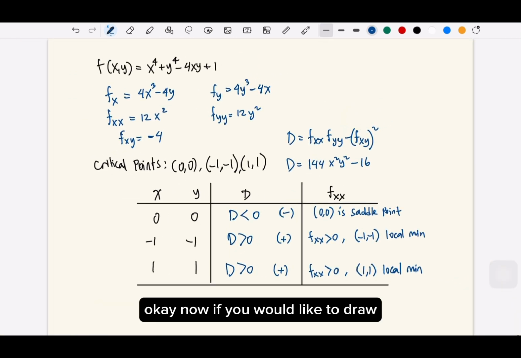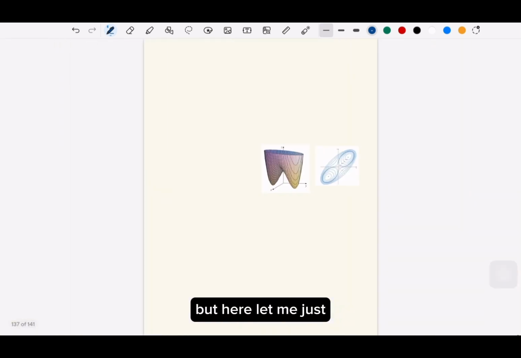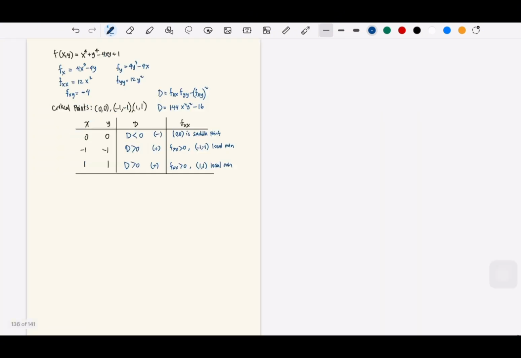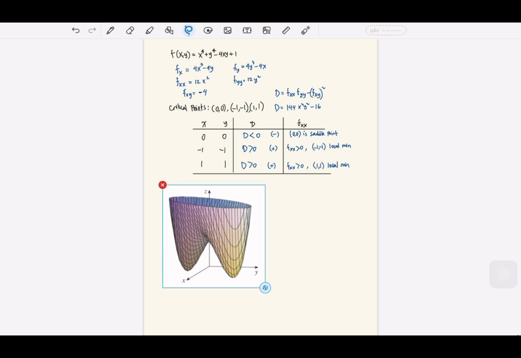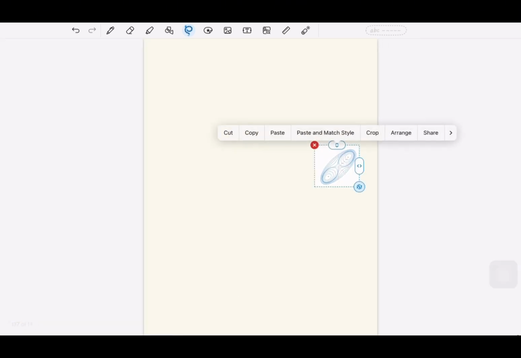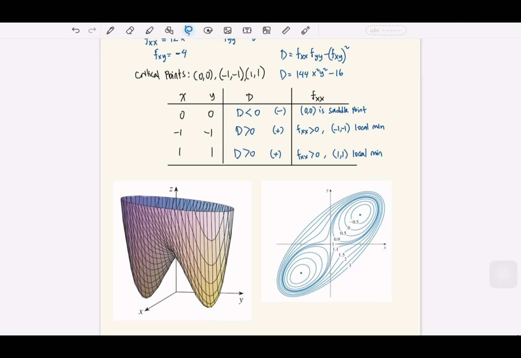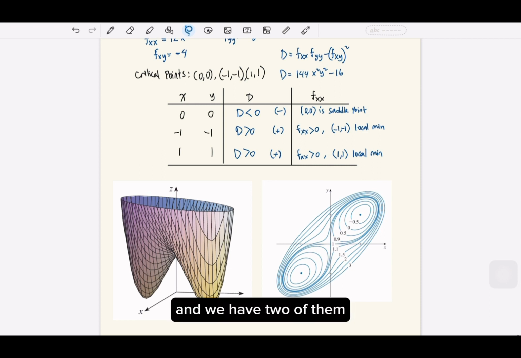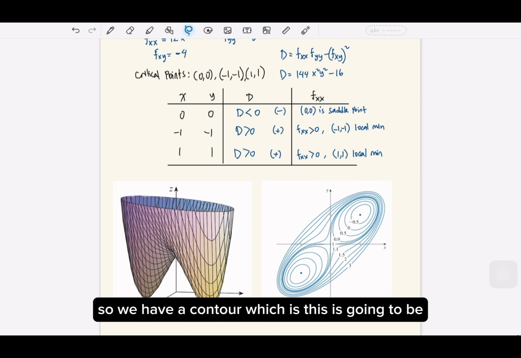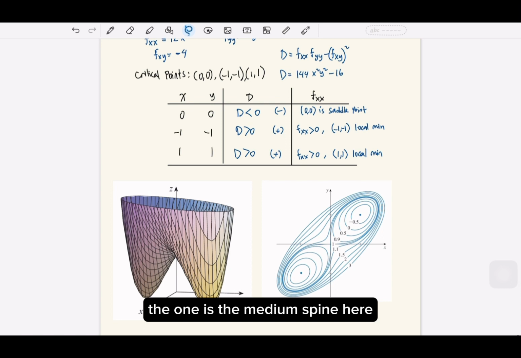Okay. Now if we would like to draw, let me just cut and copy this. So this is the picture. And then copy again. So as you can see, our 0, 0 is this one. And we have two local minima, which are negative 1, negative 1 and 1, 1. If we look from the top, this will be the level curve. So we have a contour, where this point here is the minimum, and the middle is the saddle point. Okay.